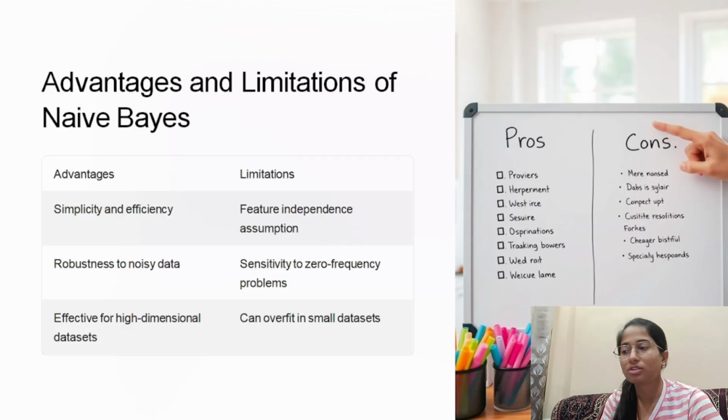Advantages and limitations of Bayes. Advantages: simplicity and efficiency. It is simple and efficient, easy to understand. Anyone can understand it easily and use it efficiently.